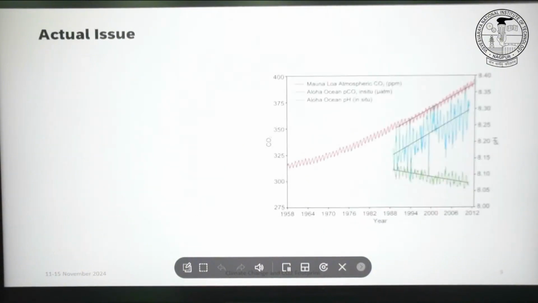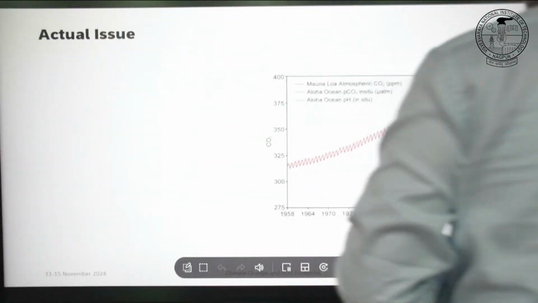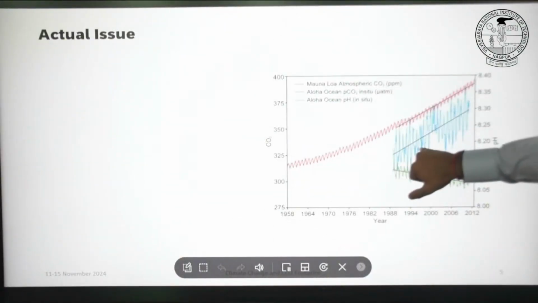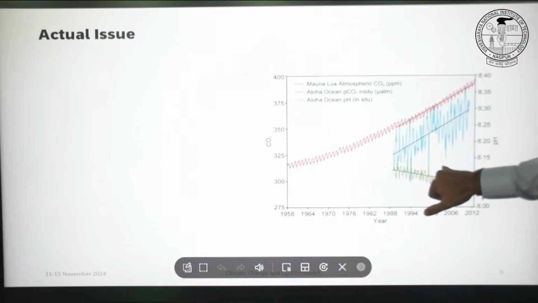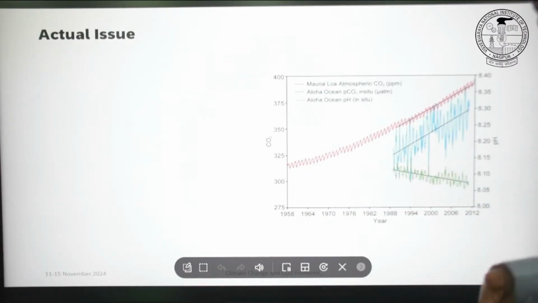But what's the problem with the CO2? Here you could see the CO2 concentration increasing, and at the same time the pH of all the oceans is decreasing, so the ocean water is getting more and more acidic. Because if you have more CO2 in the atmosphere, you will have more CO2 in the water of the oceans.